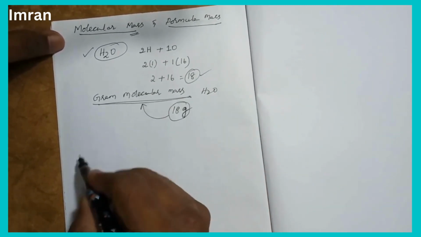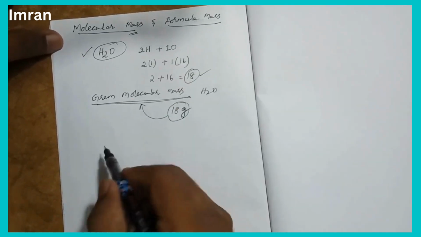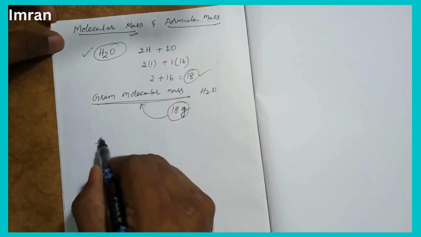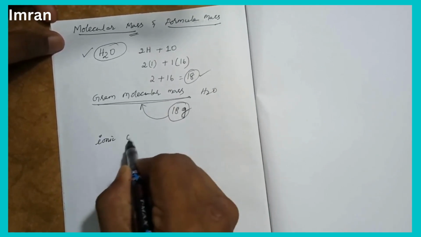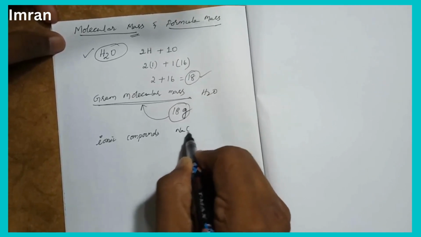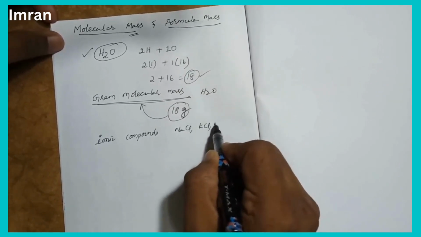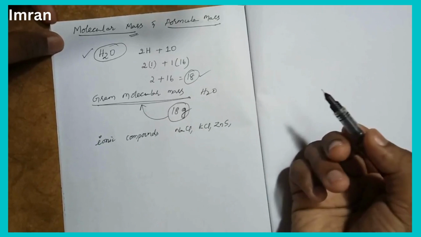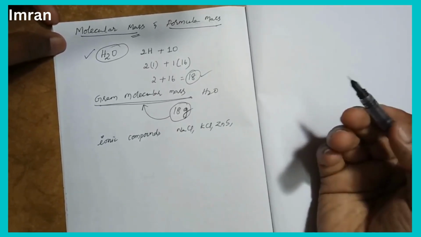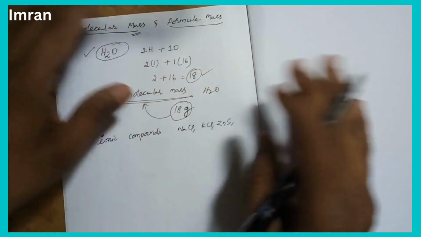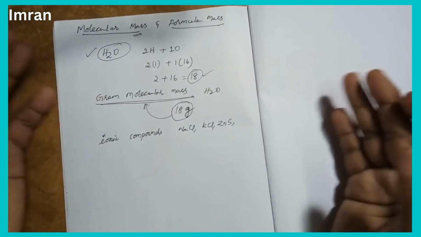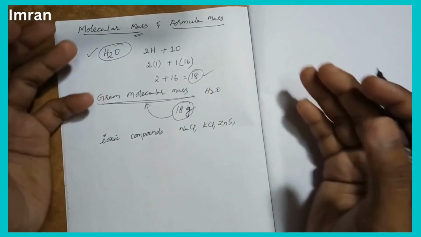And what about the formula mass? Formula mass is just used for ionic compounds, like NaCl, KCl, ZnS, potassium nitrate, calcium fluoride, etc. Because they do not contain discrete molecules as their constituent particles, but they exist as ions.